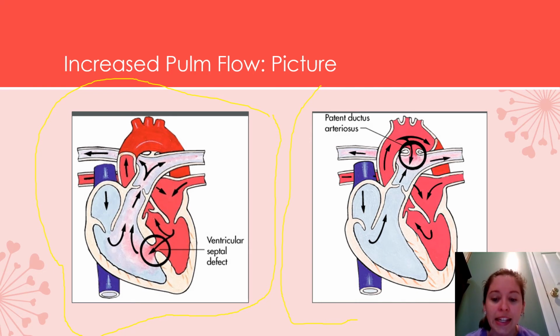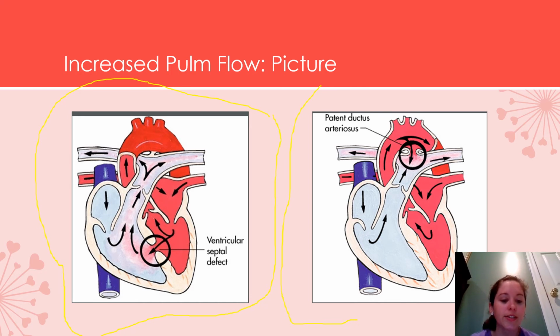And so what happens is we have this high pressure vessel and we have this lower pressure vessel. So when we have this connection between the two, blood is going to move down from the aorta back into the lungs, okay? Which is again why it is in this increased pulmonary blood flow category.